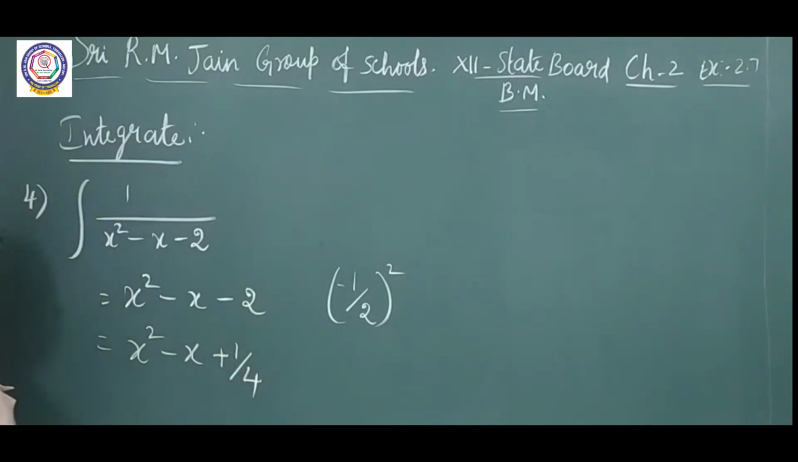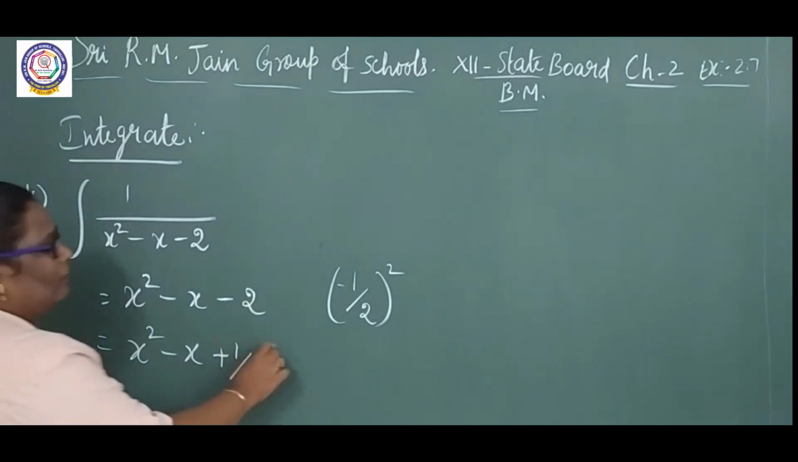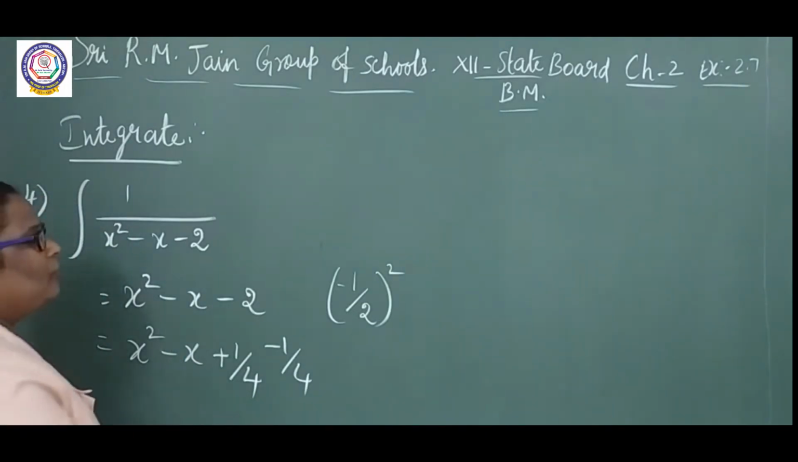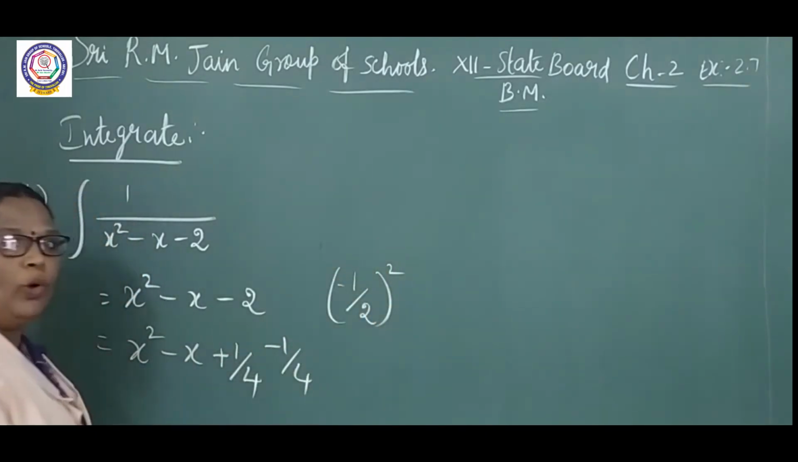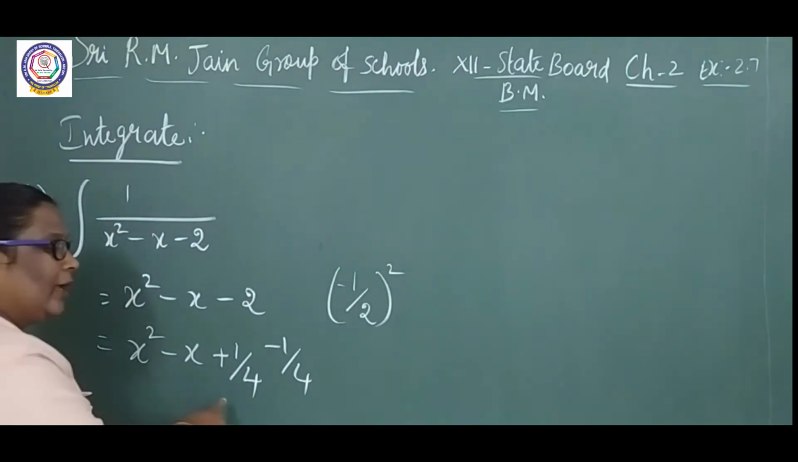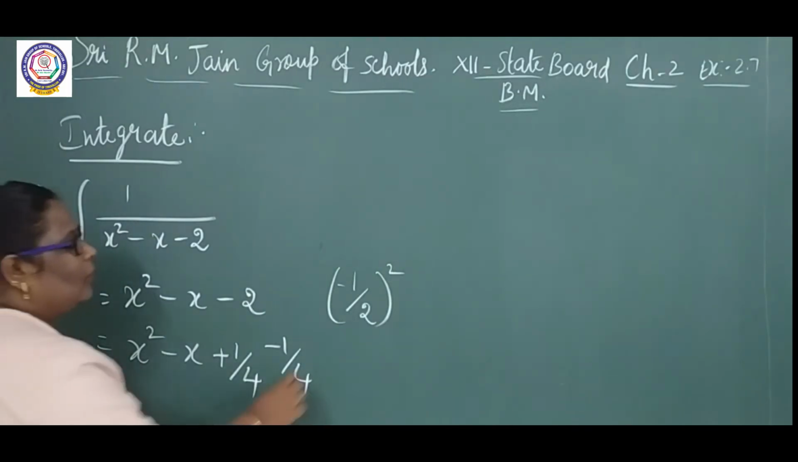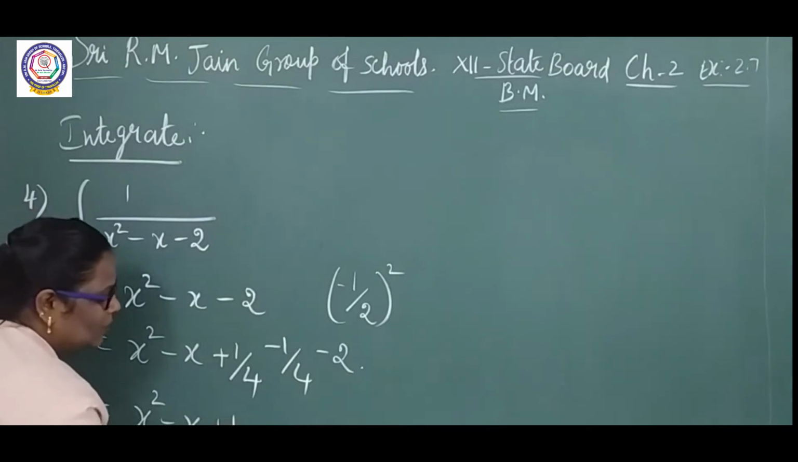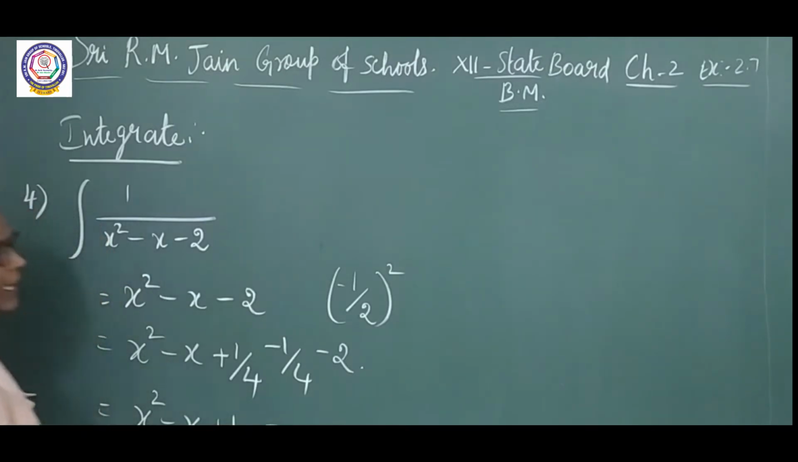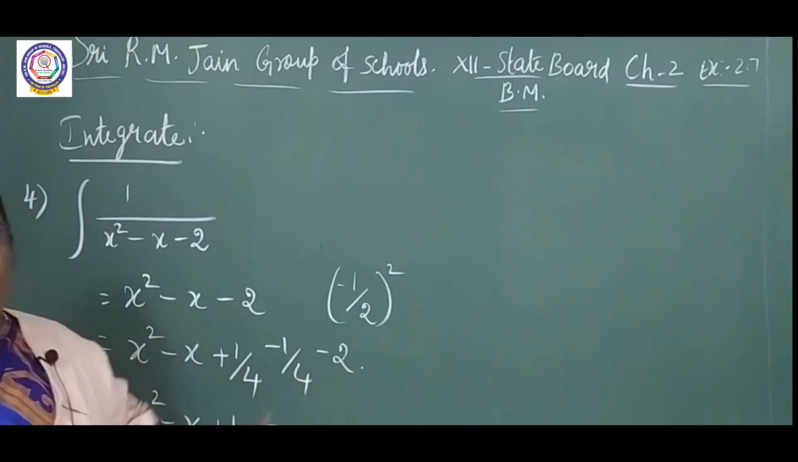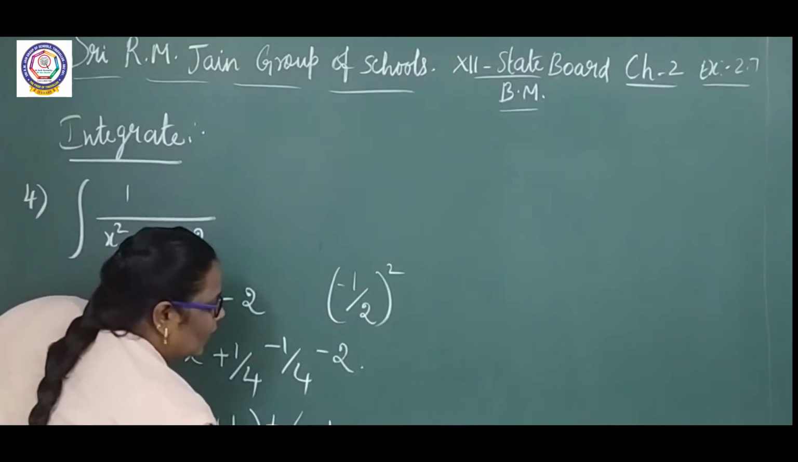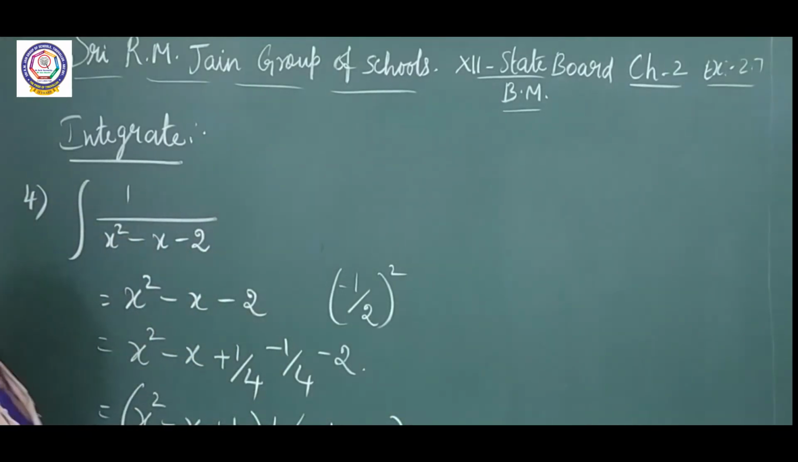First you put plus 1 by 4. Next minus 1 by 4, because add and subtract, plus or minus. 1 by 4, because 1 by 2 the whole square is nothing but what? 1 by 4. So plus 1 by 4 minus 1 by 4 minus 2. It means x square minus x plus 1 by 4 minus 1 by 4 minus 2. You can take the LCM, or you will do like this.